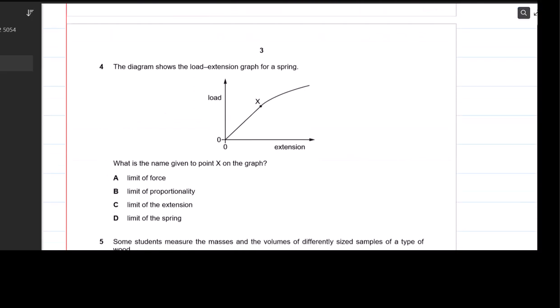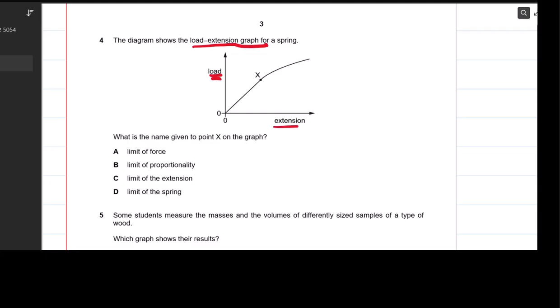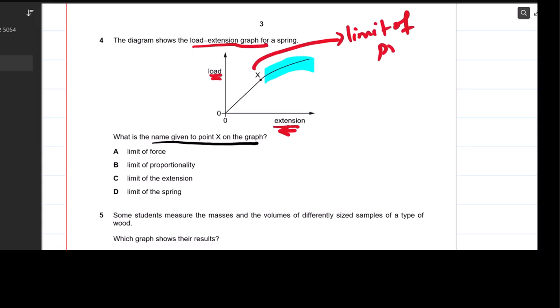Now moving to question number 4, the diagram shows a load extension graph. This is load and here we have extension. You can see the graph is bending towards extension after one point. So what is the name given to point X on the graph? This is a point till which the graph is linear, or you can say Hooke's law is obeyed. So this is the limit of proportionality, after which if it exceeds this point, we are crossing the limit and it becomes permanently deformed. So B is the right option here.